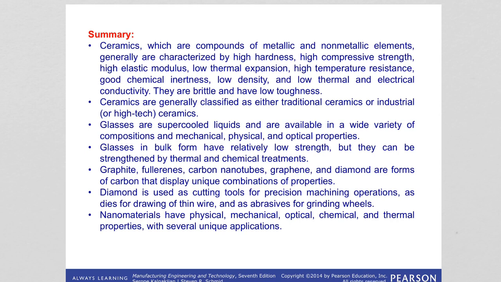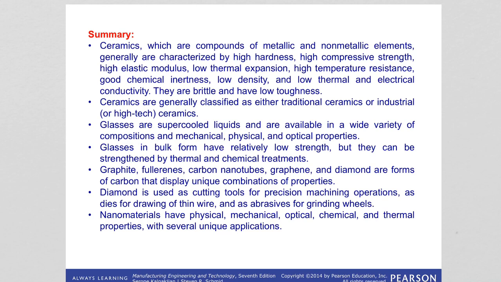So if we summarize, we learned that ceramics are compounds of metallic and non-metallic elements. They have high hardness, high compressive strength, high modulus, low thermal expansion, high temperature resistance, good chemical inertness, low density, low thermal and electrical conductivity. Unfortunately, they are brittle, which is being worked on. People are working to enhance the toughness of these materials. And we learned that we classify them as traditional ceramics and industrial or high-tech ceramics.